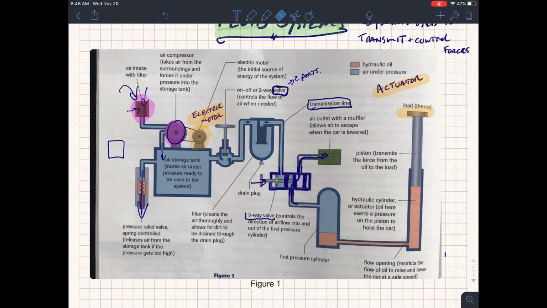I'm going to erase this right there. So this valve controls the movement of fluid. When the valve is changed to a different position, described by this position here, you can see that air through this transmission line is not able to pass up into this transmission line, and in fact air can only move between these two ports here.